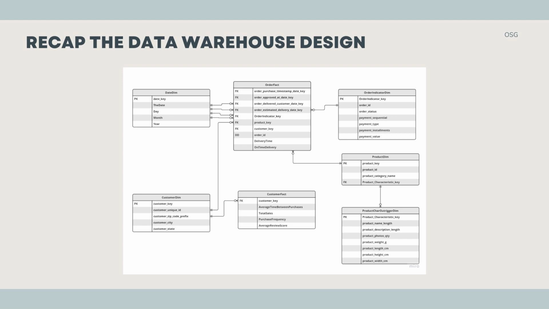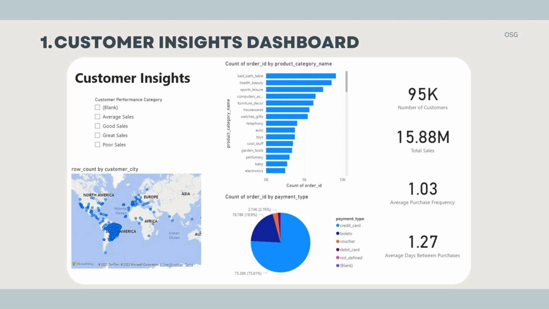The customer fact table is mainly for customer segmentation, customer loyalty, and customer retention analysis. It connects to the customer dimension and contains average time between purchase, total sales, purchase frequency, and average review score as measures. From the data warehouse design and requirements we have made, we group the analysis into 3 dashboards. The first one is the customer insights. It shows different aspects of customers who make orders in the e-commerce platform.